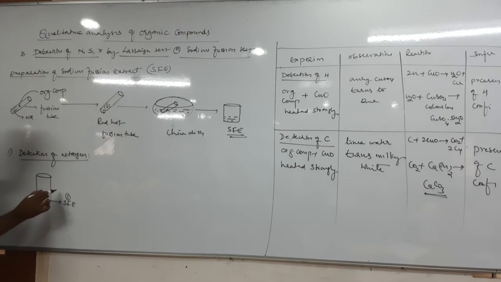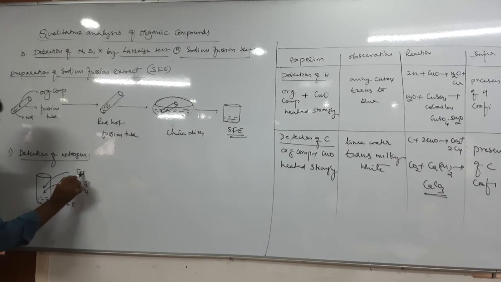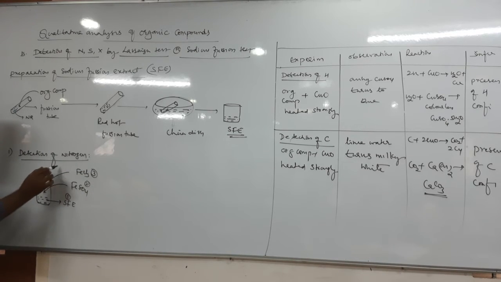To this SFE, next freshly prepared ferrous sulfate is added. It is the second reagent. Then next it is mixed with a small amount of FeCl3. It is the third reagent. And fourth, finally it is treated with dilute hydrochloric acid. This is the fourth. It means in the detection of nitrogen we add a total of 4 reagents.